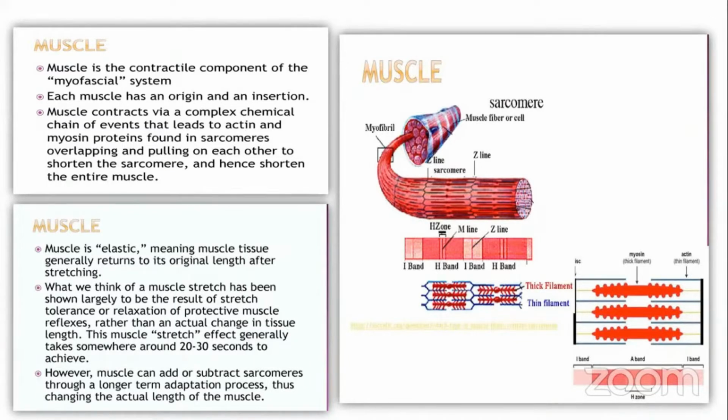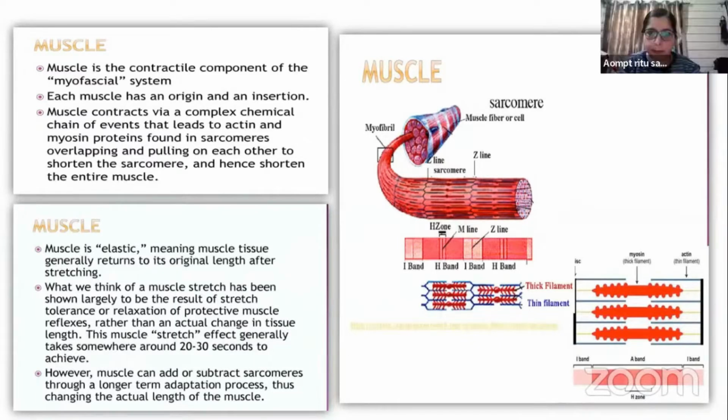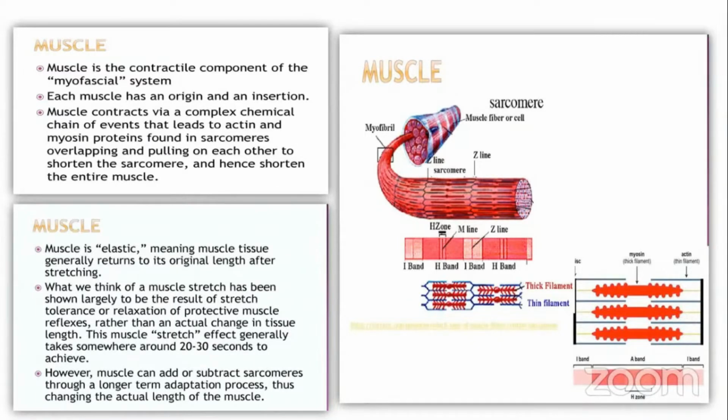I saw on a slide that the muscle stretch effect generally takes somewhere around 20 to 30 seconds to achieve. Is that right, Doctor? Yes, perfect. That's right, 20 to 30 seconds. However, muscle can add or subtract sarcomeres through a longer term adaptation process, thus changing the actual length of the muscle.